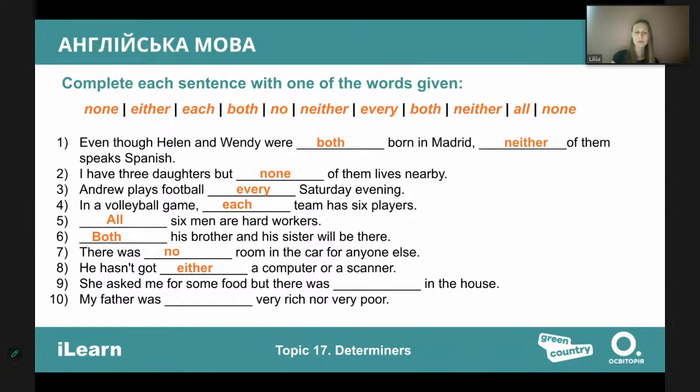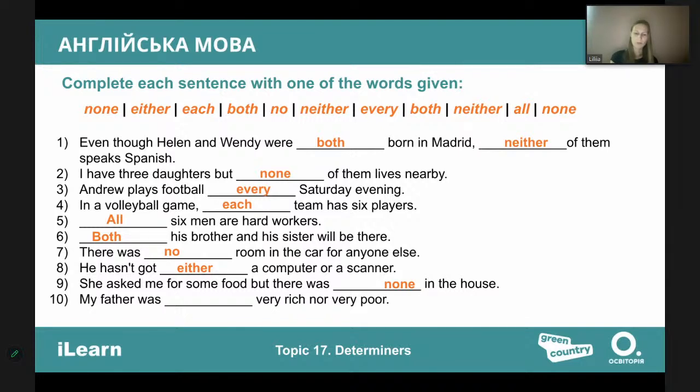Number 9. She asked me for some food, but there was none, жодної, in the house. Neither, it's жоден з. For example, neither sausage nor cheese would work for me. I want something like borscht right now, but none, жодної at all.